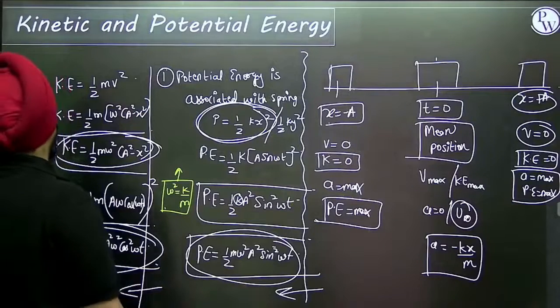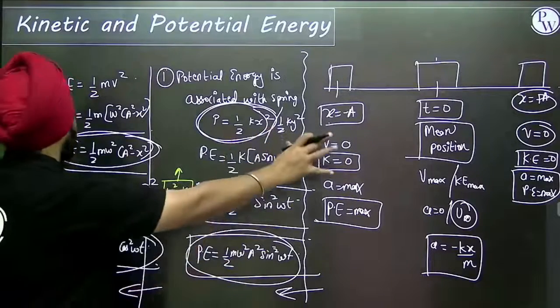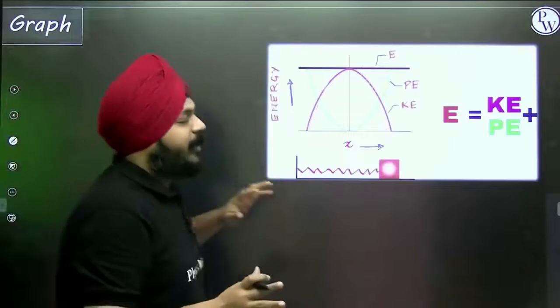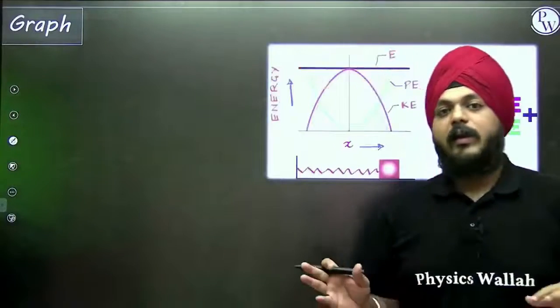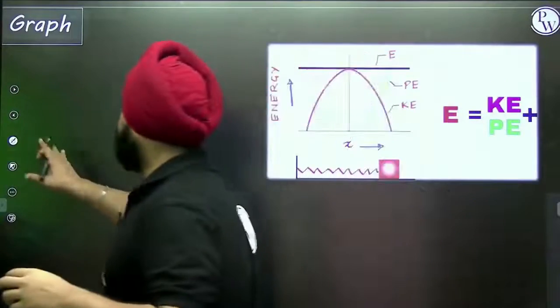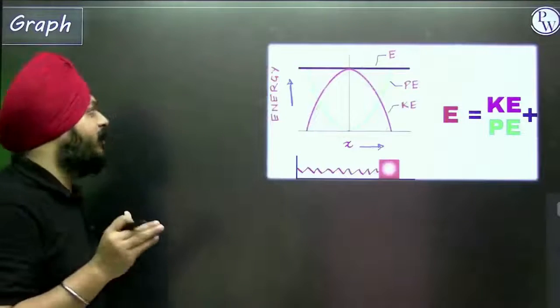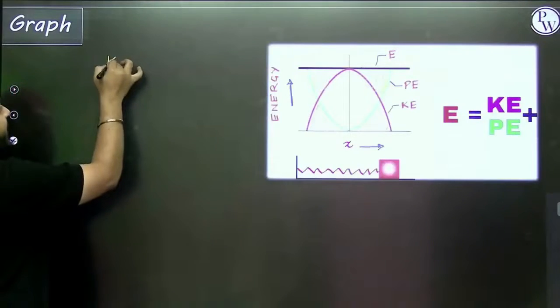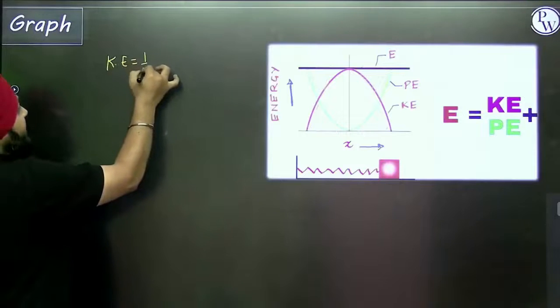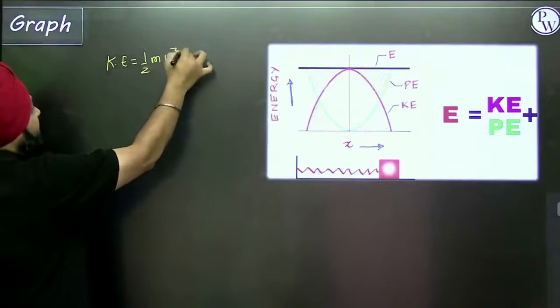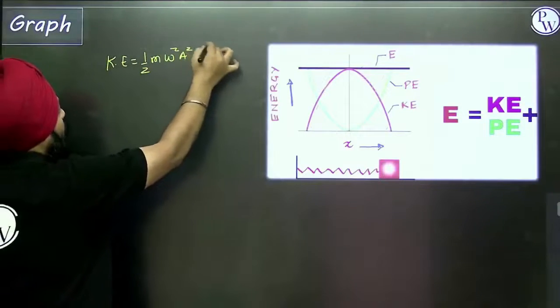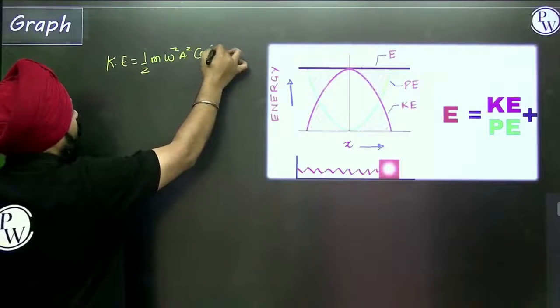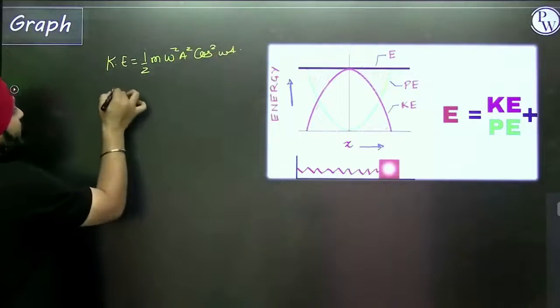So first of all, we understood the actual variations of the kinetic energy and the potential energy. Now you can see the equations of the kinetic energy and the potential energy. The equation of the kinetic energy states that it is half m omega square a square cos square of omega t. What is the equation of potential energy?